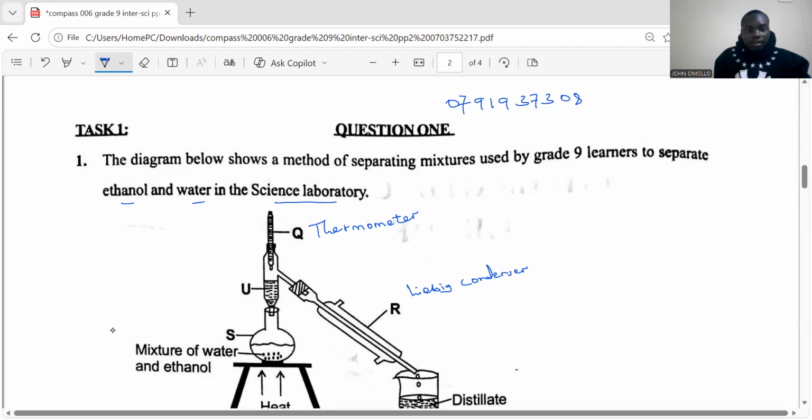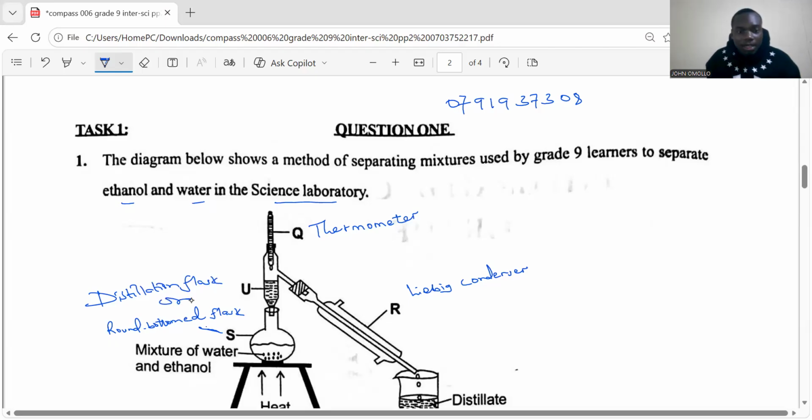S, this one is a round bottom flask. This is that type of a flask. It is round, you can easily see, or we can call it distillation flask. So those are the two possible answers.